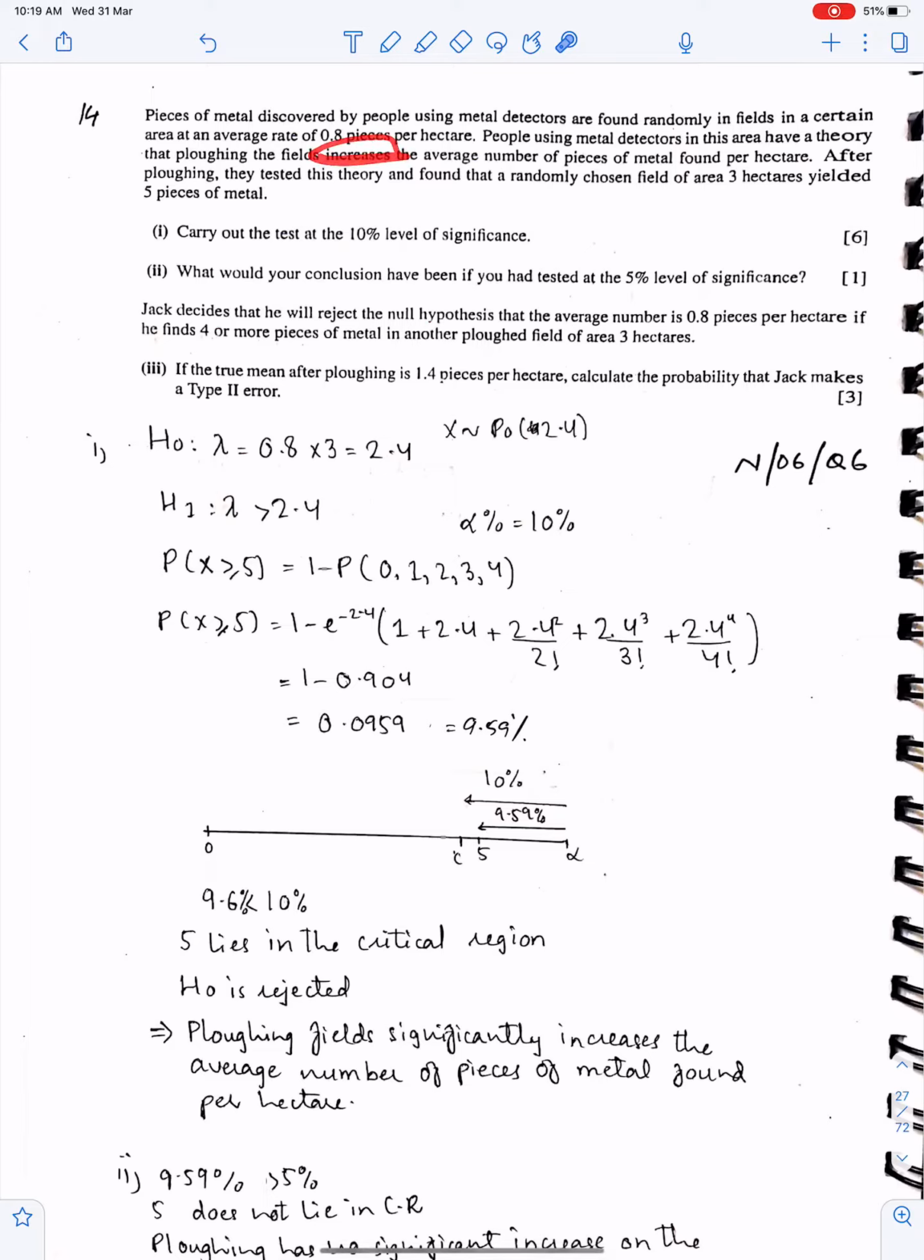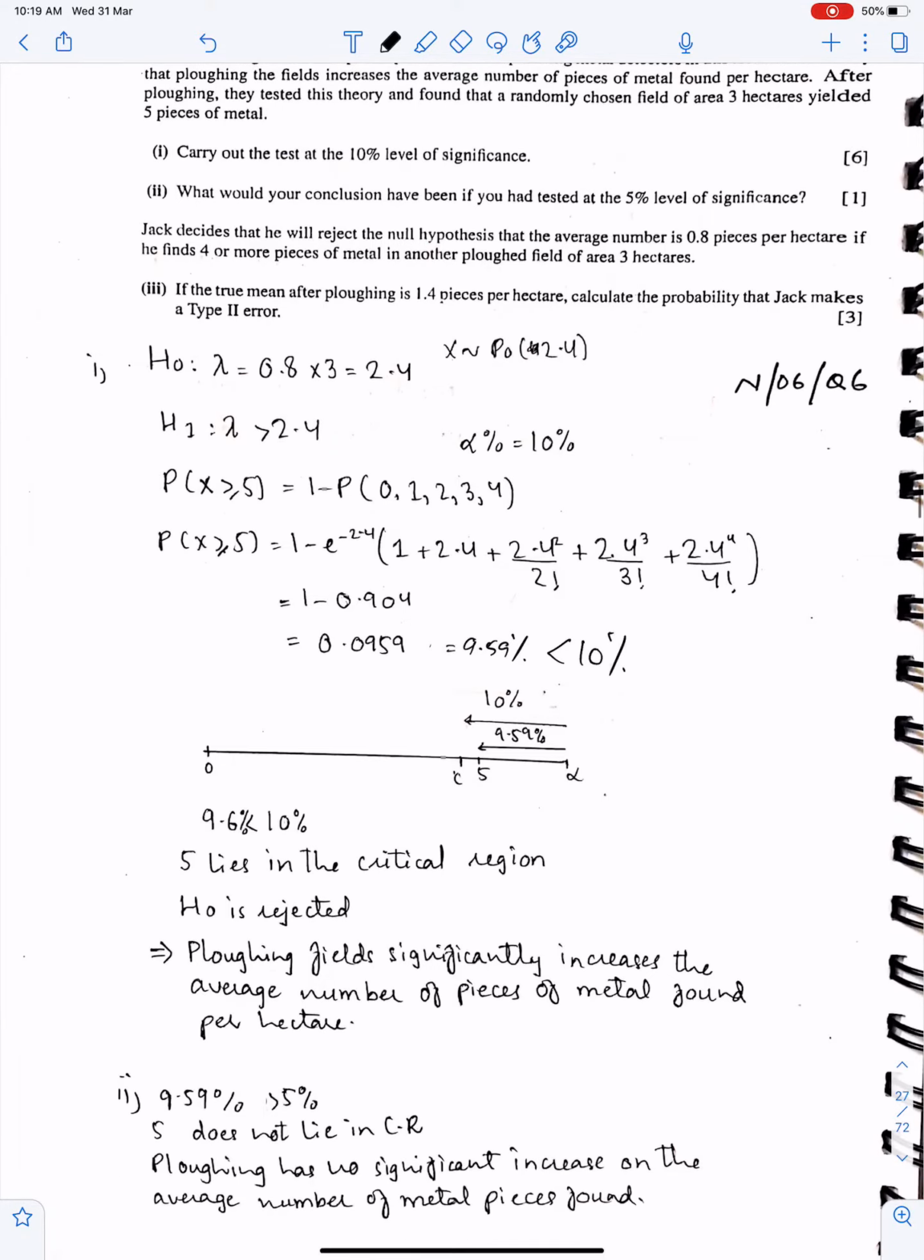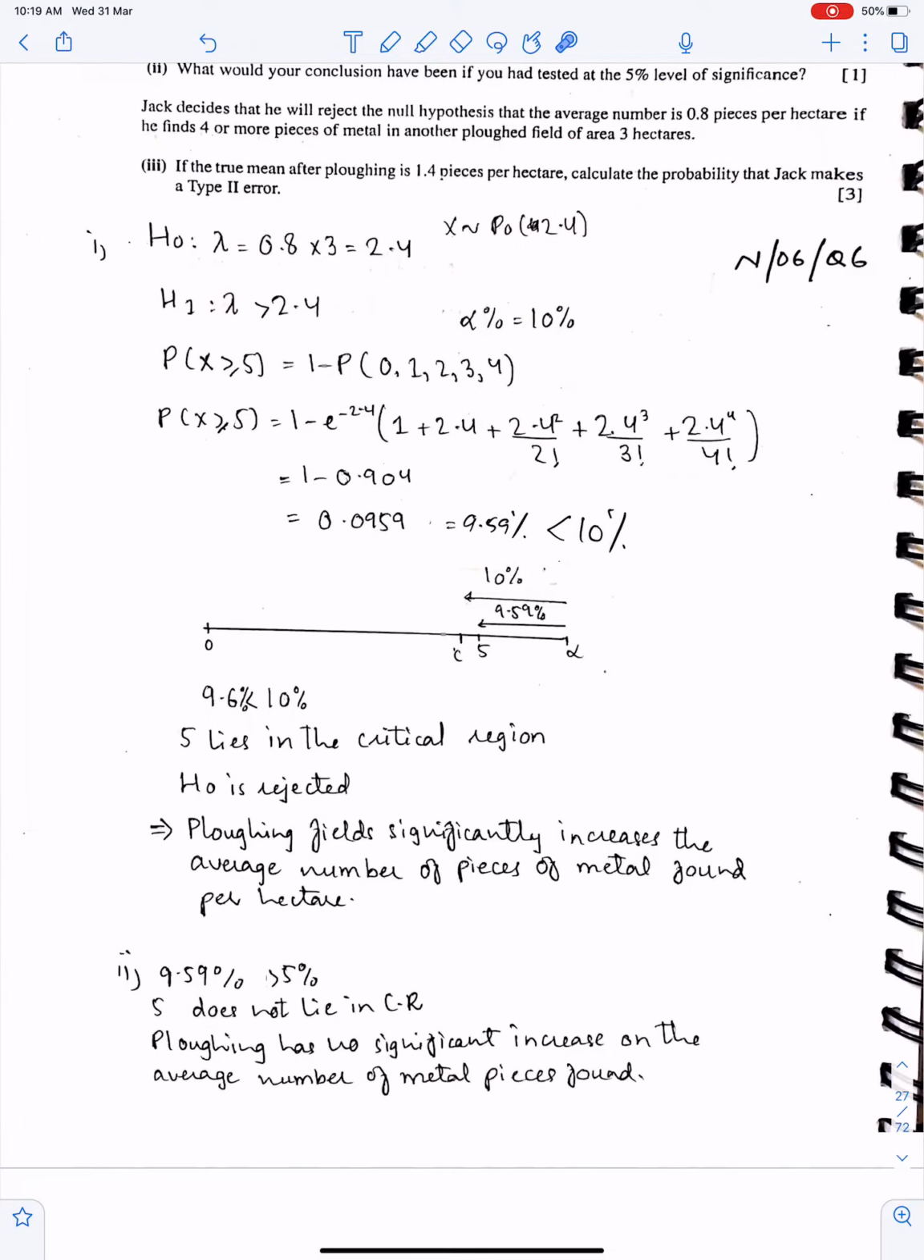Increases means the greater sign here. Now, the test value is 5. Carry out the test at the 10% level of significance. So we have to check whether 5 lies in the critical region or not. The probability of 5 is 9.59%, which is less than 10%. So 5 is in the critical region. H0 is rejected, so we accept H1. We accept this claim: ploughing increases the average number of pieces.